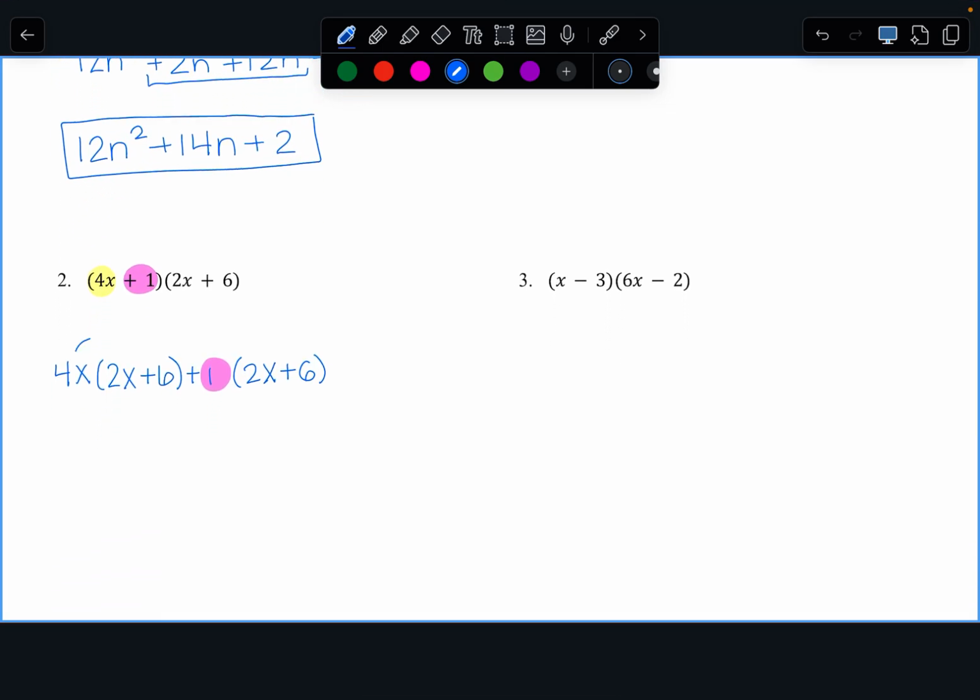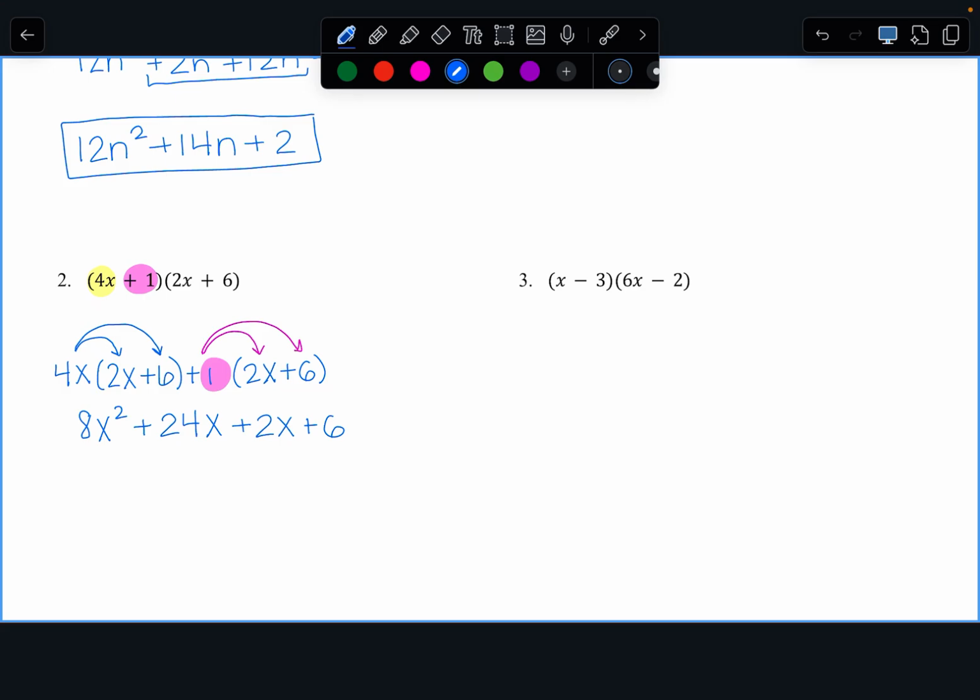So 4x times 2x, 8x to the second. 4x times 6, positive 24x. One times 2x is a 2x. And 1 times 6 is a positive 6.